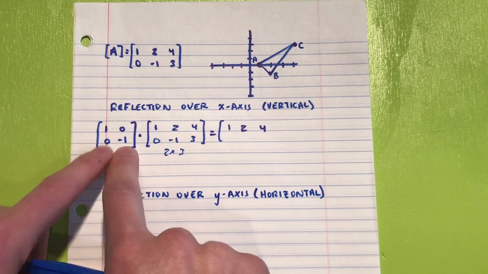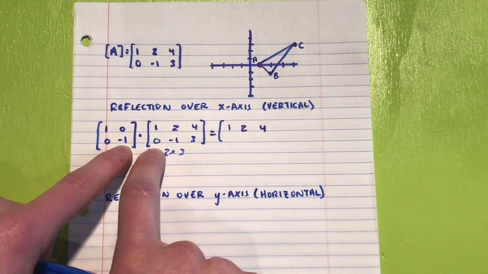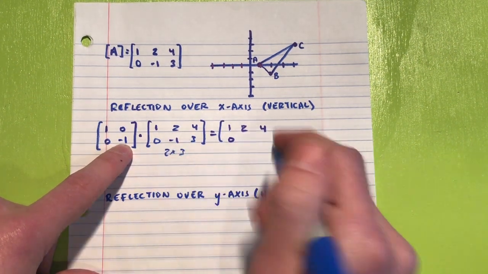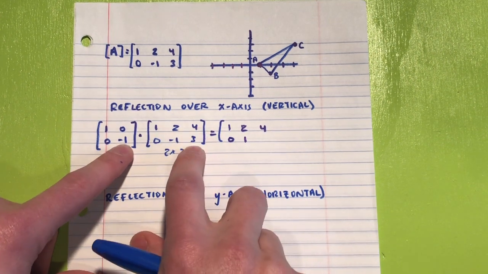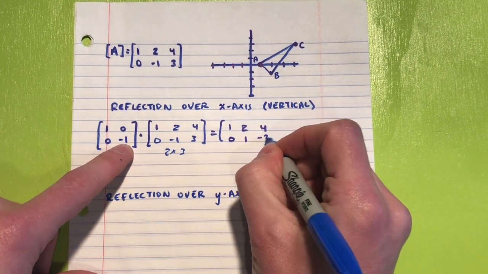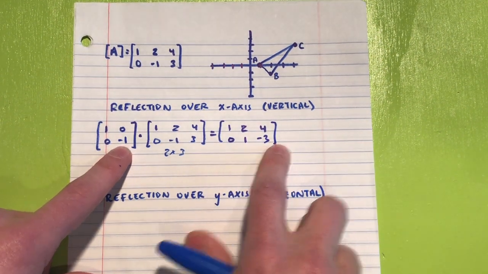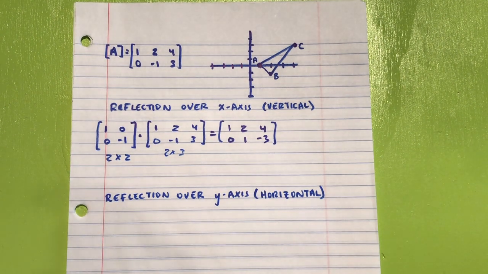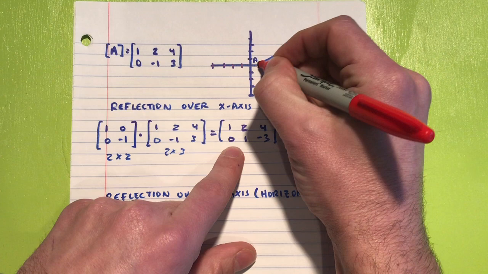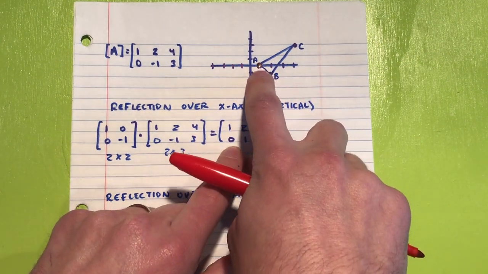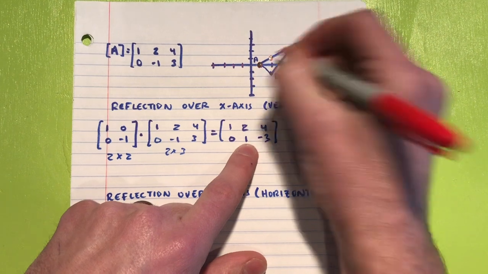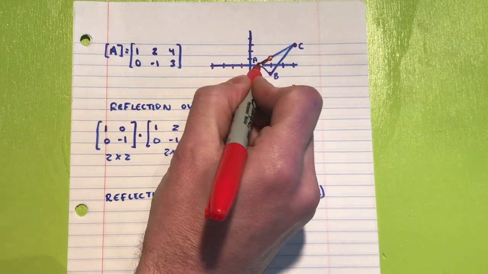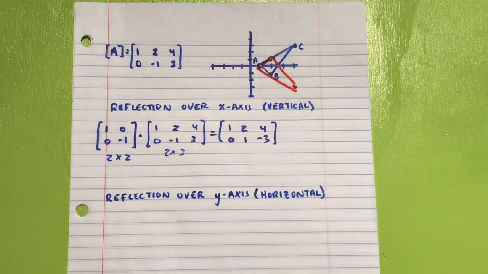For the second row, we have 0 times 1 plus -1 times 0, 0 times 2 plus -1 times -1, 0 times 4 plus -1 times 3. And we see that the vertical components, the y values of each coordinate, have negated. The point 1, 0 stays the same when reflected over the x-axis, which makes sense. Then 2, 1, and 4, -3. We have our vertical reflection.